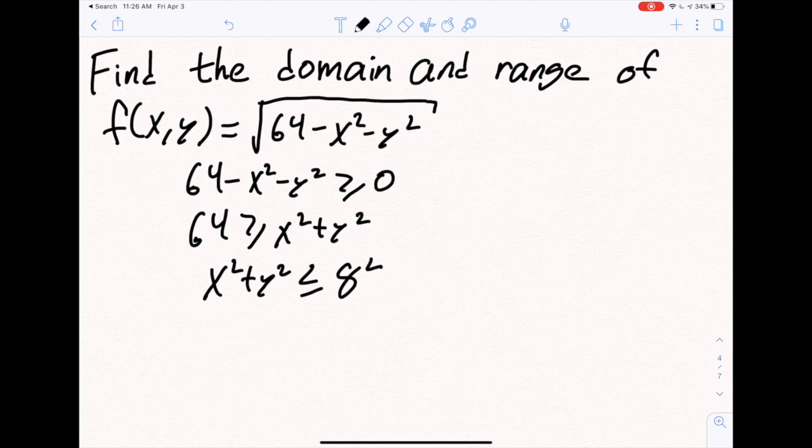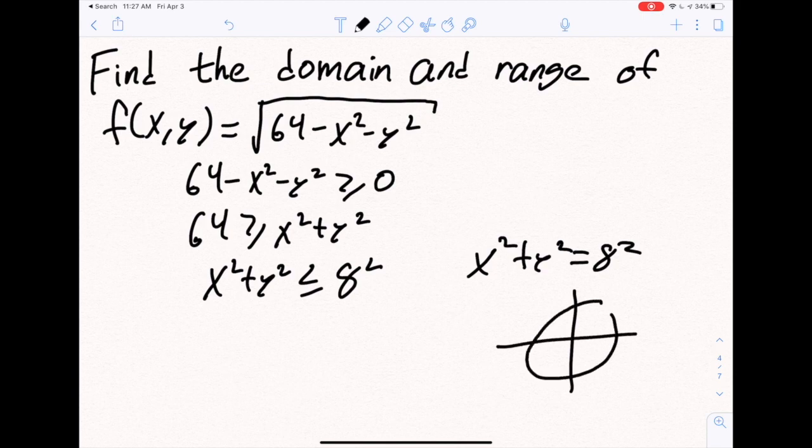Okay? Now, if we think back all the way to day 1 or 2 of the semester, remember that the function x squared plus y squared equals 8 squared defines a circle of diameter 8. So if I draw a quick little xy axis here, this x squared plus y squared equals 8 squared is this circle here, assuming the circle has diameter 8. So the set x squared plus y squared is less than or equal to 8 squared is not just the circle, it's also all the points inside here.